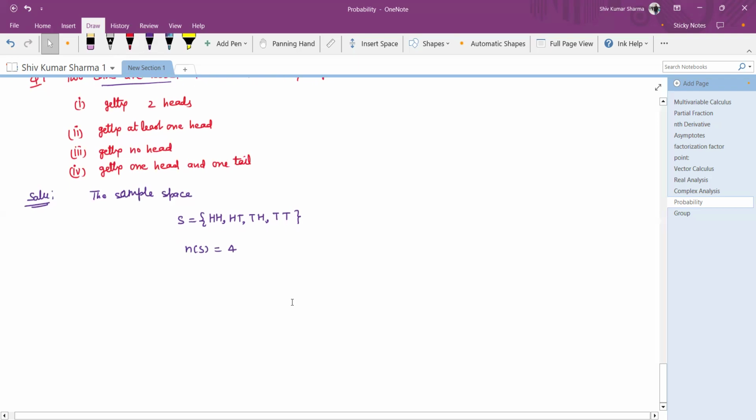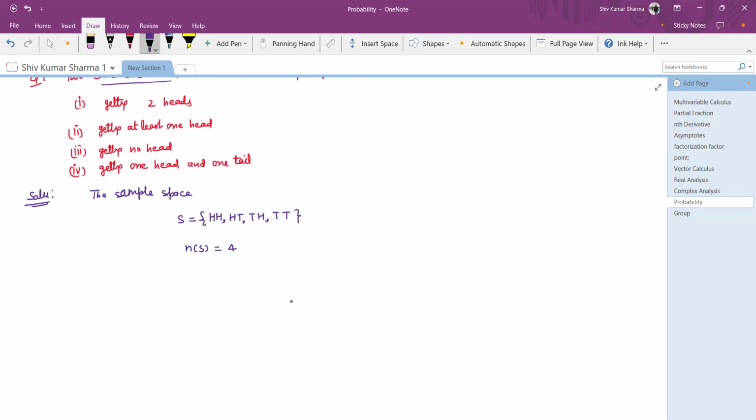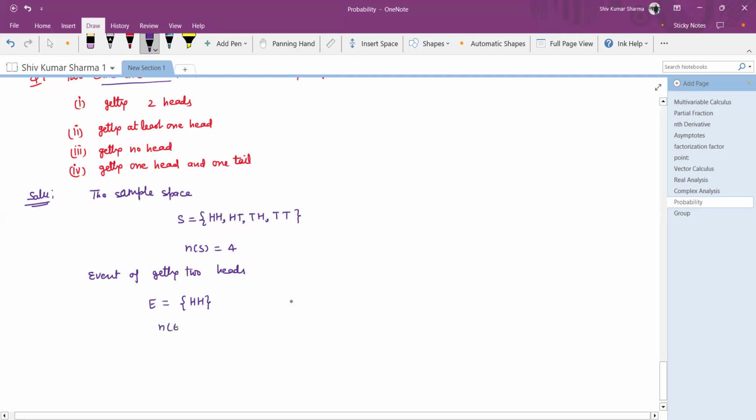Now we move to the first part. Getting two heads. So this is the event of getting two heads. So two heads means event E. E contains two heads, so this is the single element. So single element means NE. NE contains only one element.